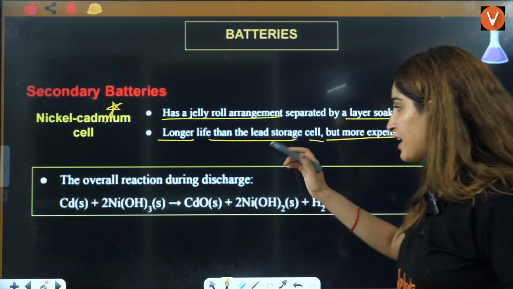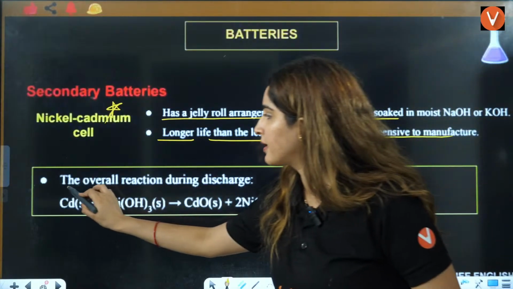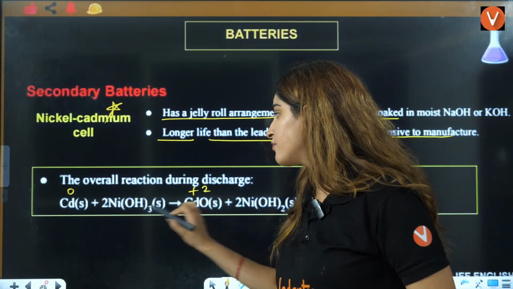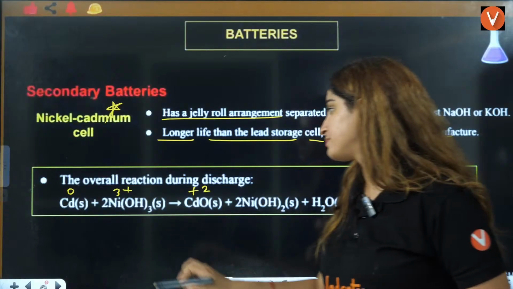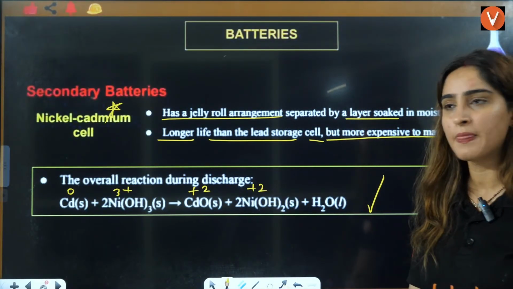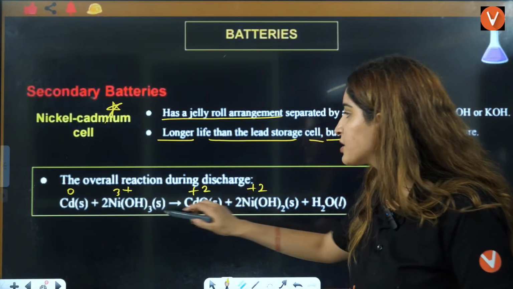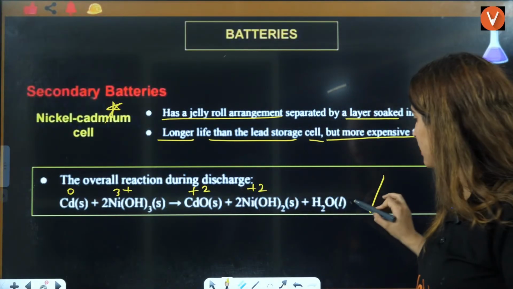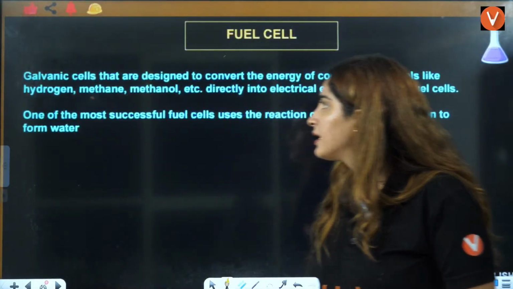Then the overall reaction is this, where cadmium is getting converted to cadmium 2 positive, and nickel 3 positive is getting converted to nickel 2 positive here, right? So oxidation is going on, reduction is going on. So that is a redox reaction, right?